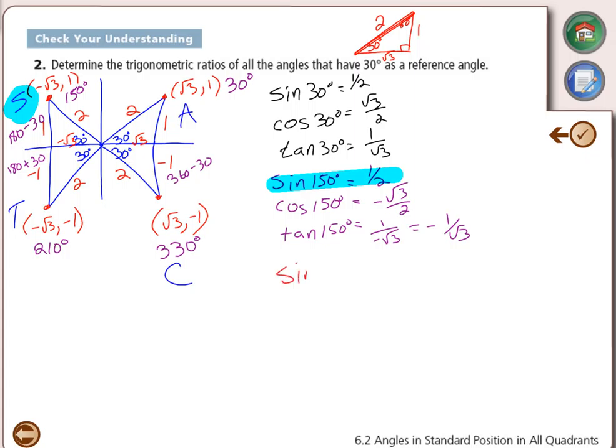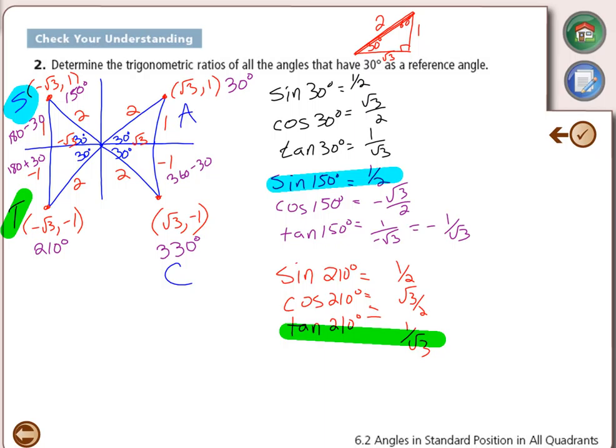But if we go to quadrant 3, sine of 210 degrees, cos of 210, tan of 210, we're going to have the 1/2, we're going to have the root 3 over 2, and we're going to have 1 over root 3. But we've got to look at which one's going to be positive only. The only one that's going to be positive is the tangent. So that means the other two have got to be negative. And if you did the work from there, you would find out that that's true.